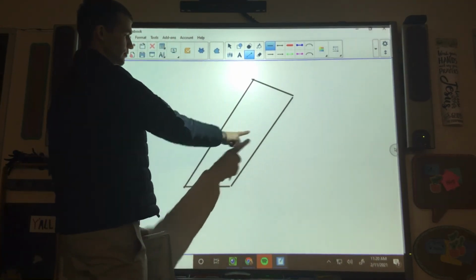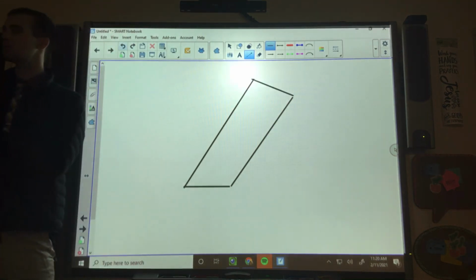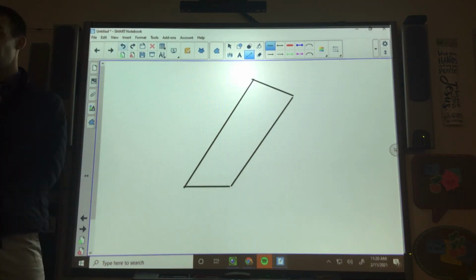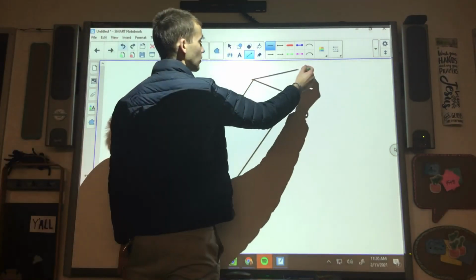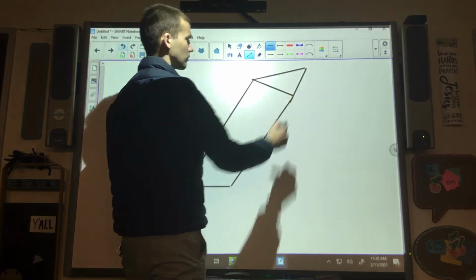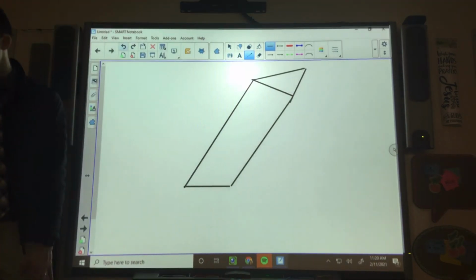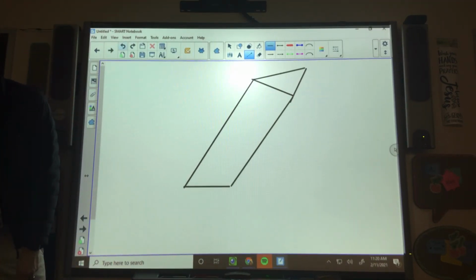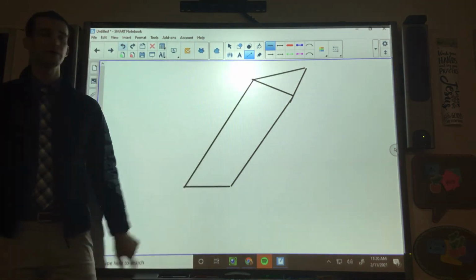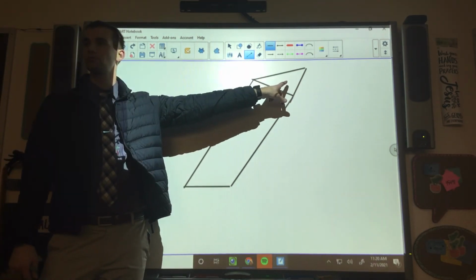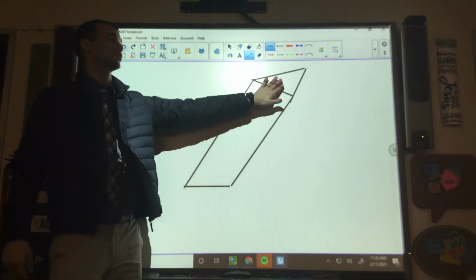Okay, what do we notice about this shape right here? It's not a parallelogram. Exactly, thank you. What's a parallelogram? Really close. Where opposite sides are equal. So this is not a parallelogram, but if you include this extra triangle, it's a parallelogram. The whole thing is, you just have to remove this right here.